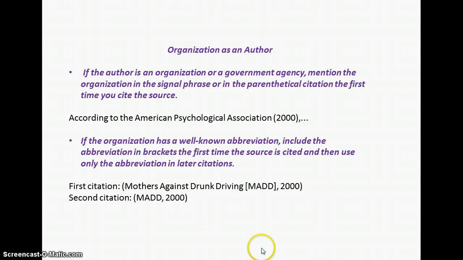Okay. Organization as an author. You can use it the best way as a signal phrase according to the American Psychological Association. And you'd put the year, comma, and then whatever you want to write. And again, if it's something like Mothers Against Drunk Driving, this is how you would set it up. As a citation at the end of a sentence, you'd put Mothers Against Drunk Driving, and then in the other type of brackets, you'd put the actual abbreviation and the year. The second citation then, since the reader now knows what MADD is, you don't have to spell it out. You can just use the acronym, MADD, comma, and the year.